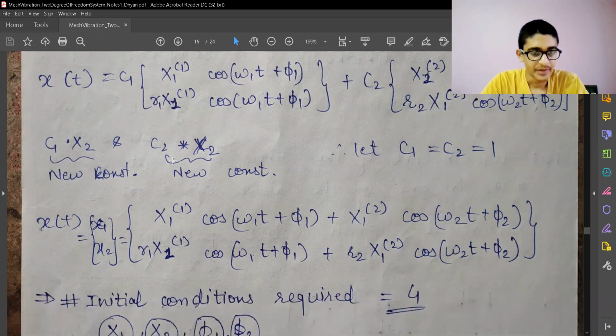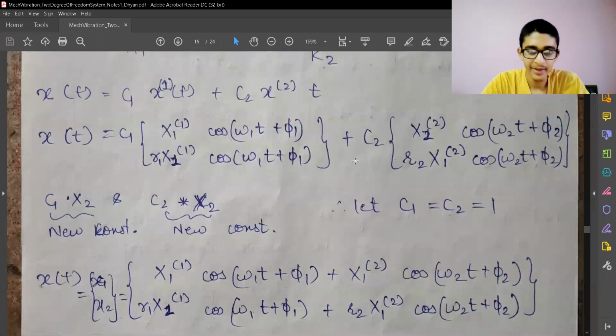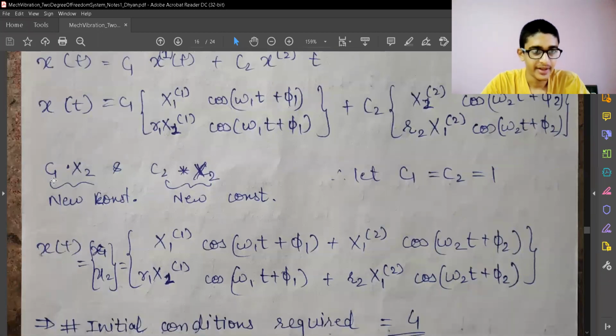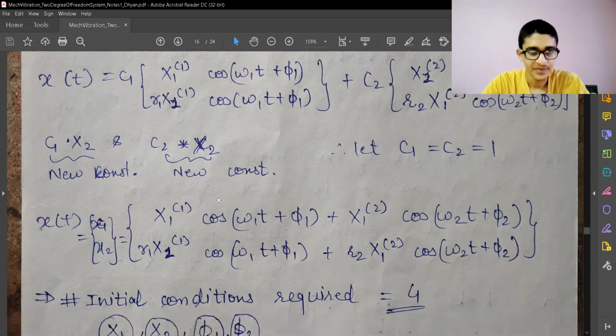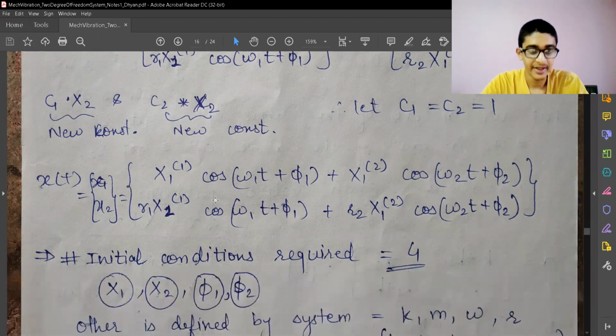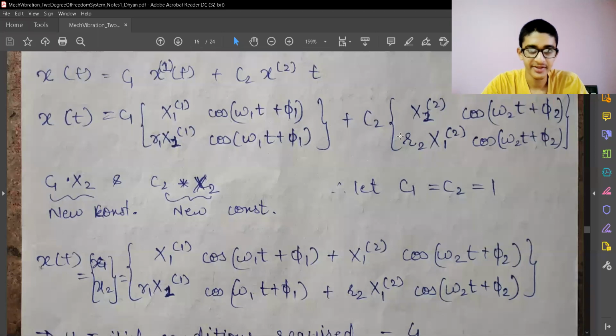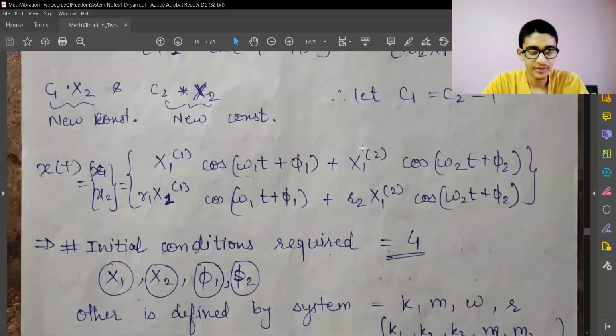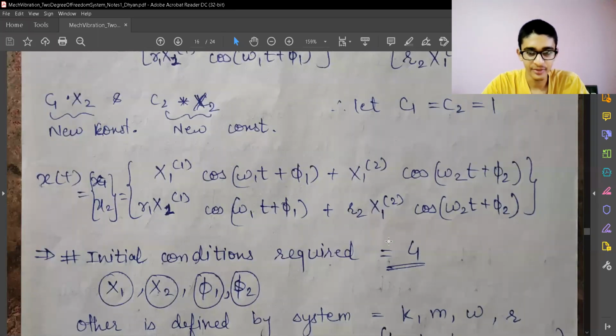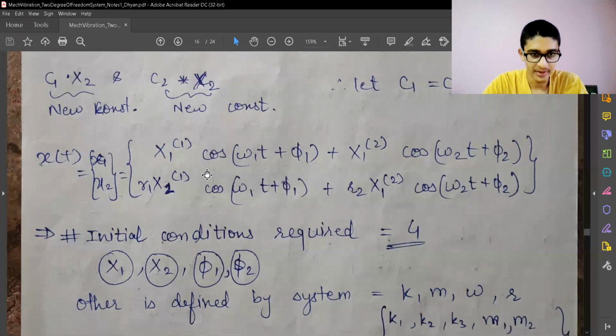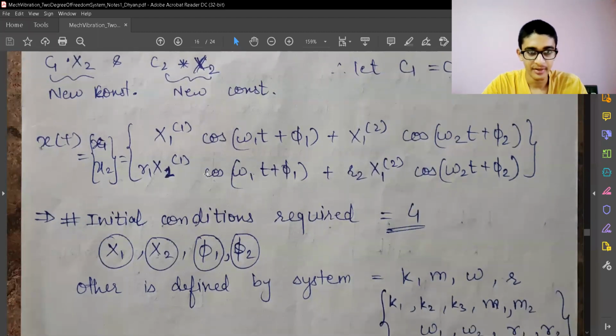Now, when I combine those equations, I take C1 into X1 and C2 into X2 as new constants. So we can decrease the number of constants. The C1 and C2 are useless right now because we are already taking X1 and R1 X1 as our coefficients for the cosine terms. So it is useless to introduce two more constants, C1 and C2.